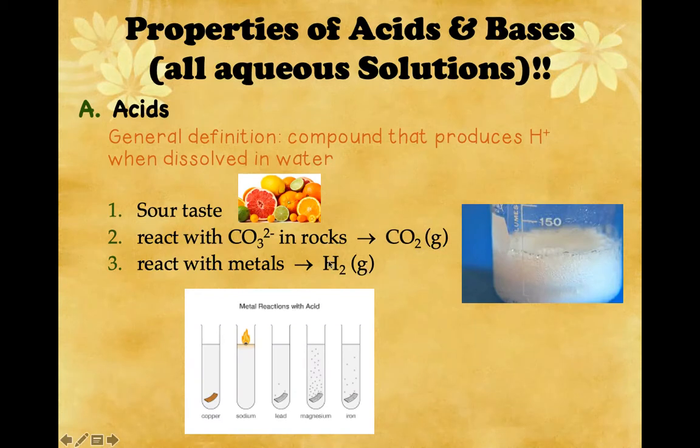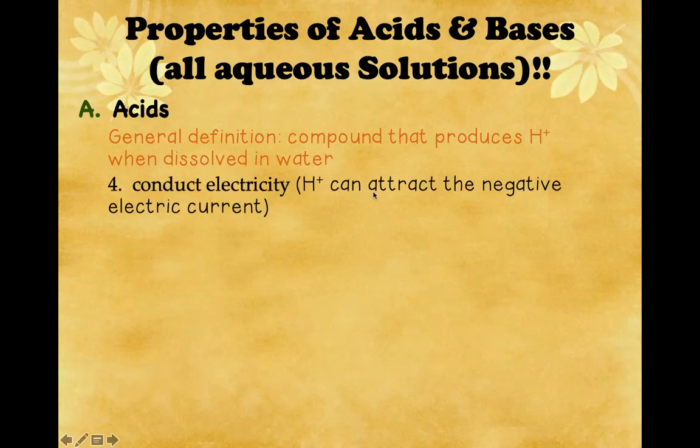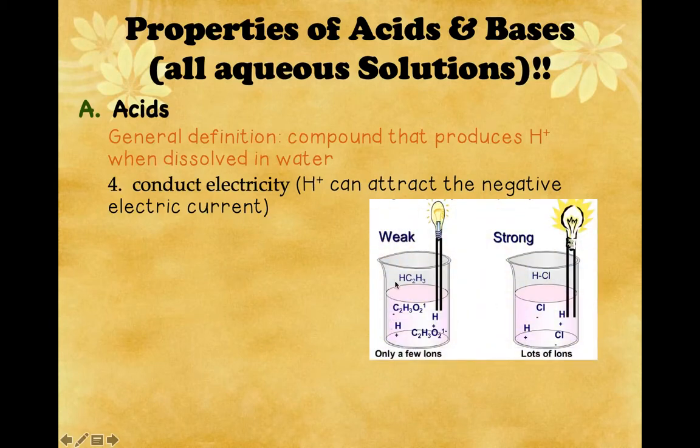Okay, so those are some properties of acids. Let's learn a couple more. Acid solutions will conduct electricity because that H plus, which is positive, can attract the negative current, because remember that electricity is made of electrons, which are negative. So that makes sense. So it can conduct really, really well when there are lots of ions floating around, like every ion breaks apart.